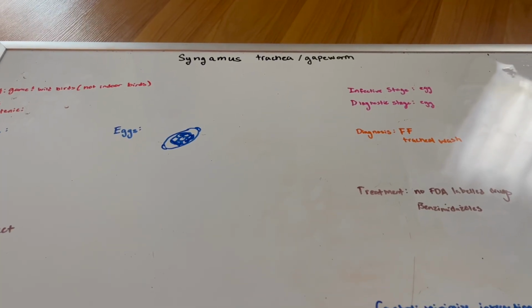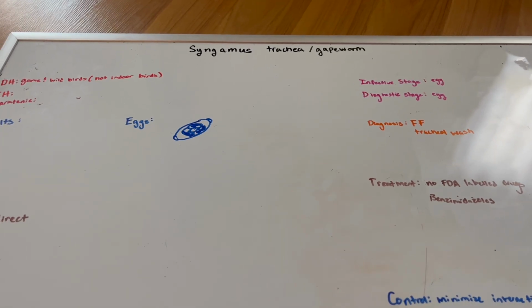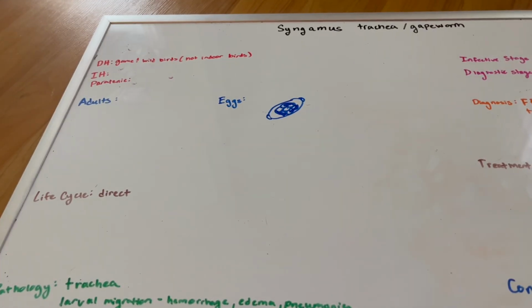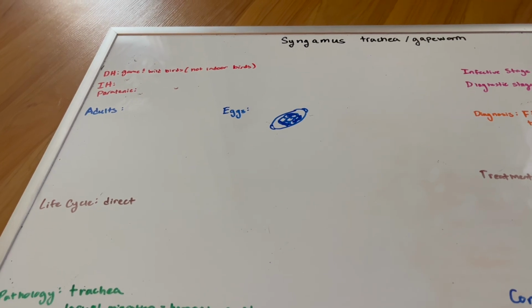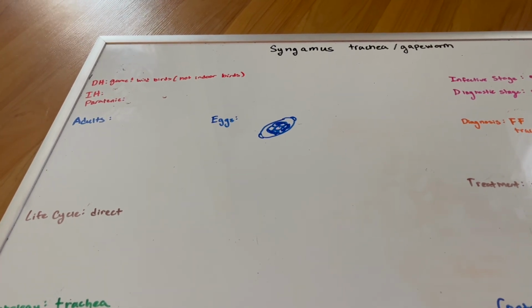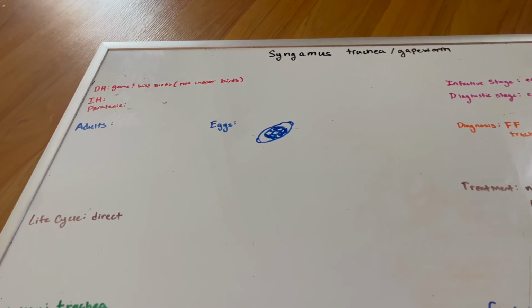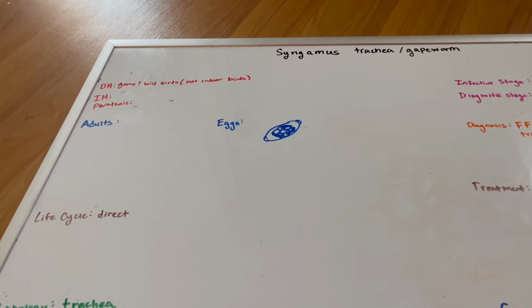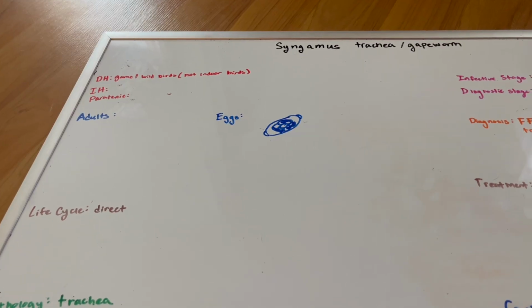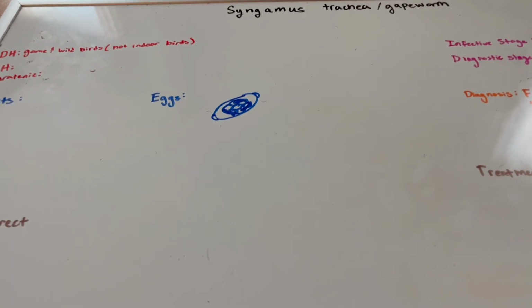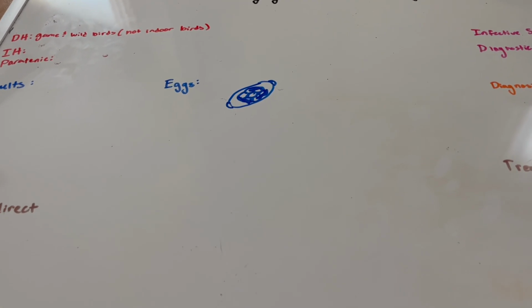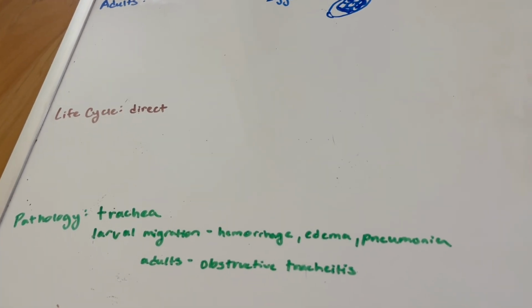So this is Syngamus trachea, also known as the gapeworm. And this is one that is more so found in wild birds or game birds, so they're not going to be in indoor birds. The only way that indoor birds are going to get them is if they are exposed to those outside wild birds. The biggest thing is that the eggs are operculated. The life cycle is direct.